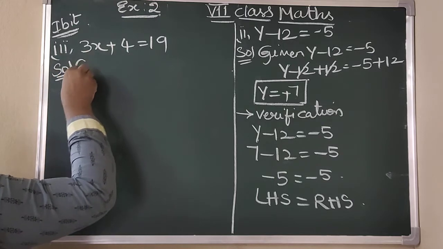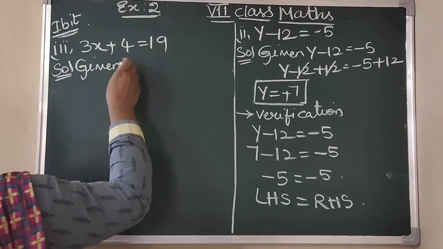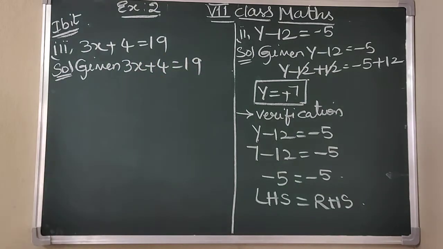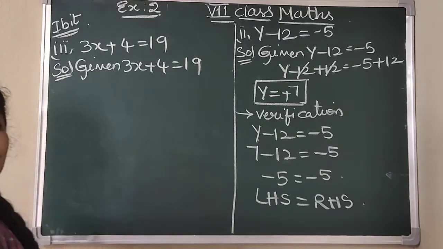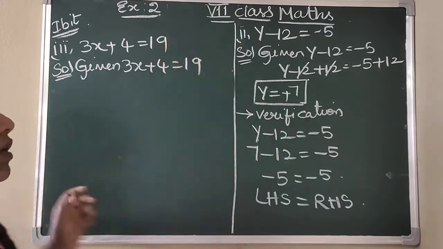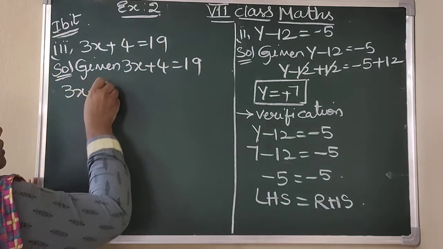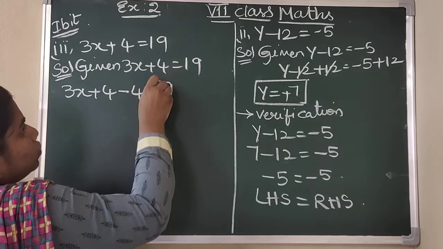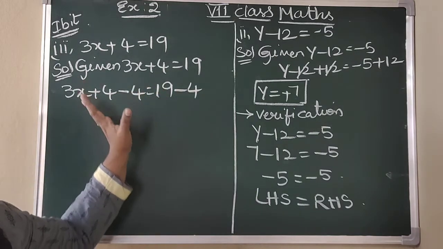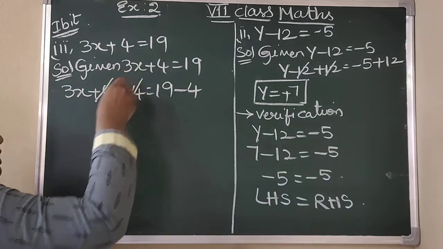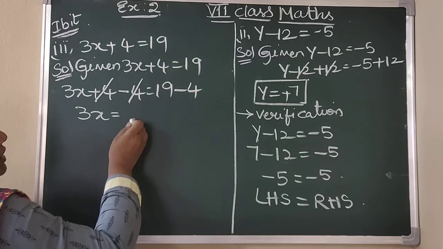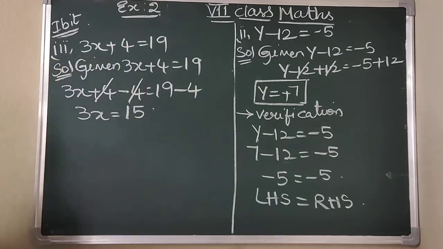So given 3x plus 4 is equal to 19. First we have to eliminate plus 4. What is the transpose of plus? That will be minus. So we have to subtract 4 on both the sides. So that will be 3x plus 4 minus 4 is equal to 19 minus 4. Plus 4 minus 4 will get cancelled. What is remaining now? 3x is equal to 19 minus 4, which is 15.